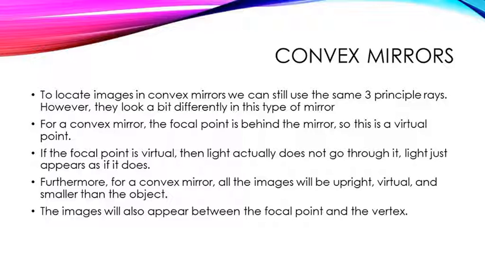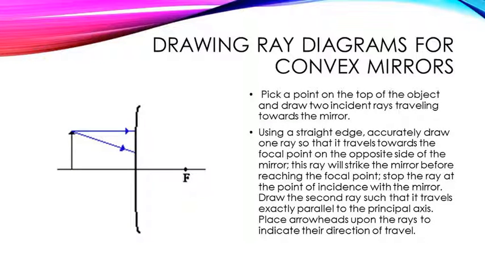Furthermore, for a convex mirror, all the images will be upright, virtual, and smaller than the object. The image will also appear between the focal point and the vertex. So to draw the ray diagram, you're going to pick a point at the top of the object and draw two incident rays traveling towards the mirror.